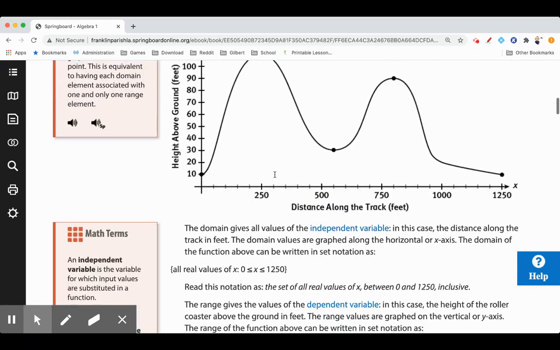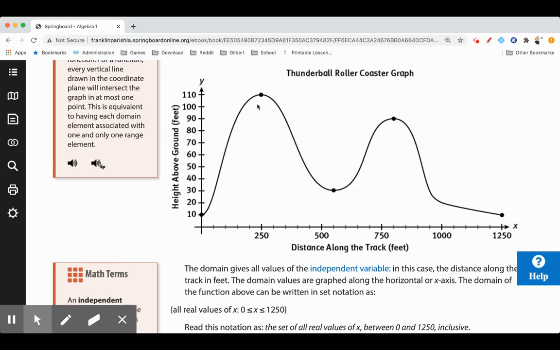The minimum is the lowest value, okay? Maximum, biggest; minimum, lowest. Minimum is 10 right here. Now this is a minimum right here. It's just not the absolute minimum. It's a relative minimum. From here, if you're just counting from 250 to 750, the minimum would be right here at 30. If you're counting from 0 to 1250, the minimum would be 10.